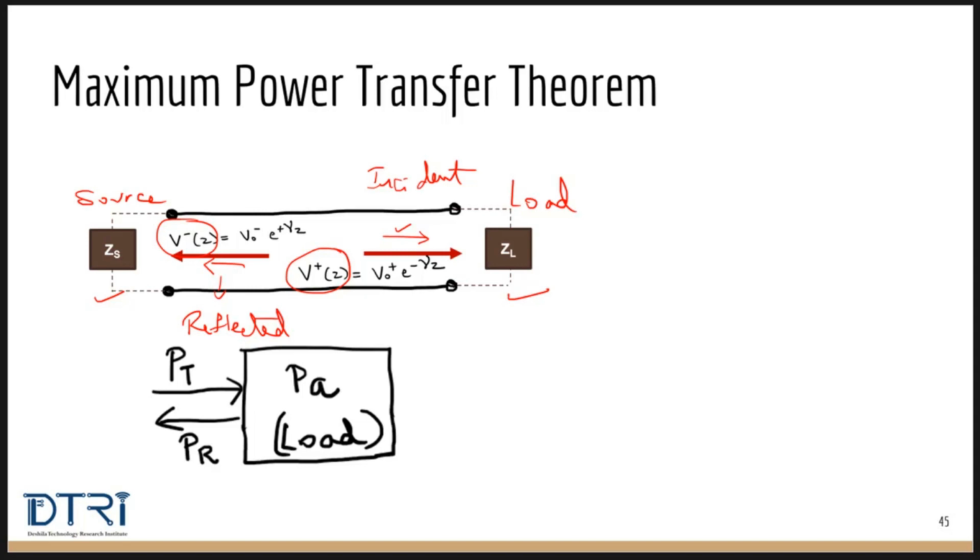Consider this picture where power transmitted is equal to power absorbed, PA, plus power reflected. By maximum power transfer theorem, we know that what we want is that the power transmitted, we want all the power to be absorbed by the load. But that is not the case, and in practical systems, some of the power is reflected. So how do we determine how much of the power is reflected?